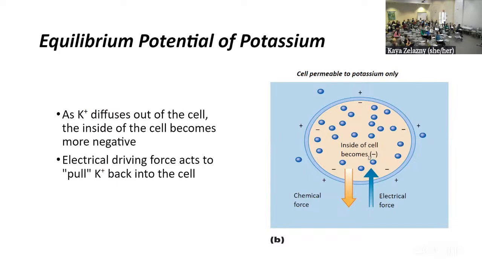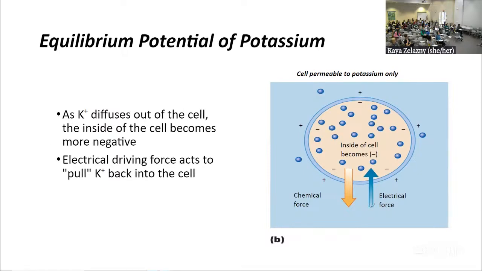The inside of the cell is becoming a little bit more negative, which is when we start to see that electrical driving force starting to give us a little bit of a pull into the cell on that potassium ion. But we still have a really big chemical driving force, right? So there's a little bit of a tug of war here. But so far, our chemical driving force is still winning out, just weakened a little bit by that electrical force.